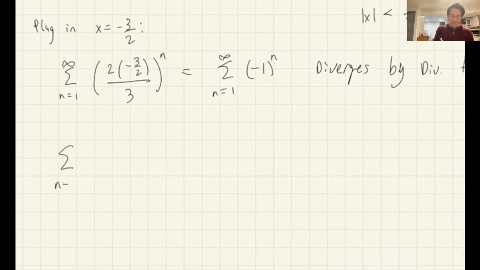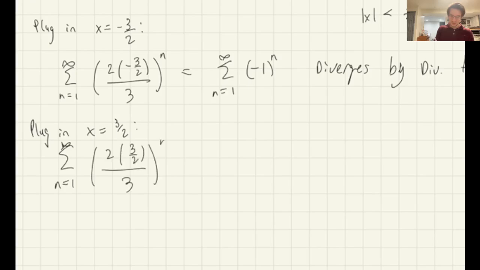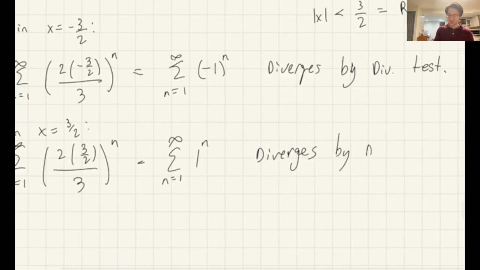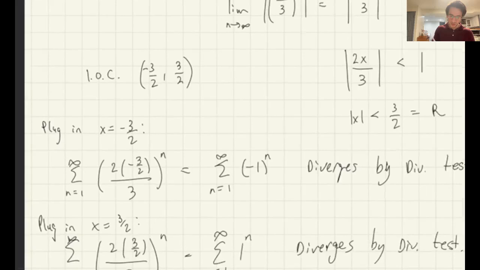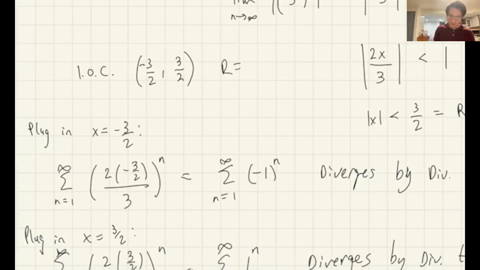The sum n equals 1 to infinity. I'm going to plug in x equals positive 3 halves. I get the sum n equals 1 to infinity of 2 times 3 halves over 3 to the n. That's the sum n equals 1 to infinity of 1 to the n, which also diverges by the divergence test. So I don't include that endpoint either. And there we go.